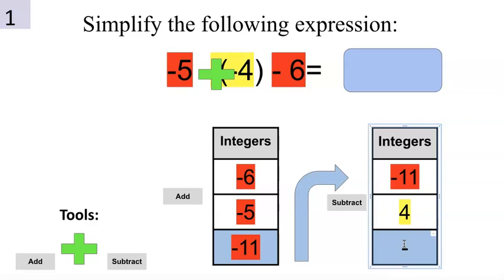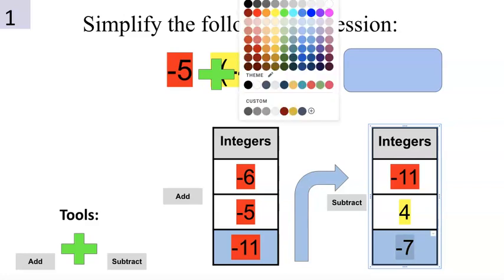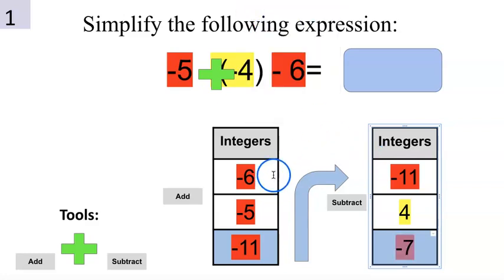And 11 take away 4 is going to be what? 7? Yeah, 7. Okay, so not just a 7, it's going to be -7. So you're going to go ahead and color code that. So that was our other step. Now finally we simplified, we went through all this, and that's going to be our final answer. It's going to be a -7. And make sure you also highlight that.